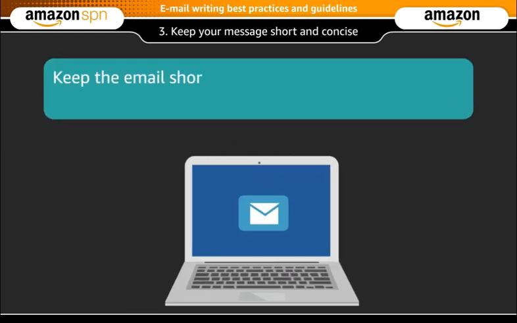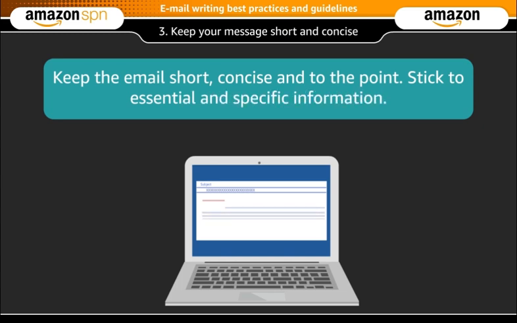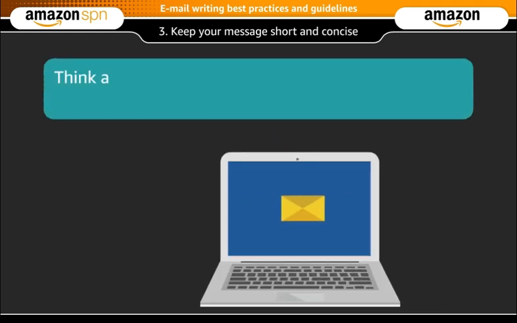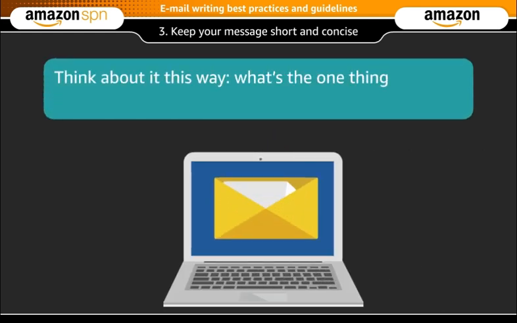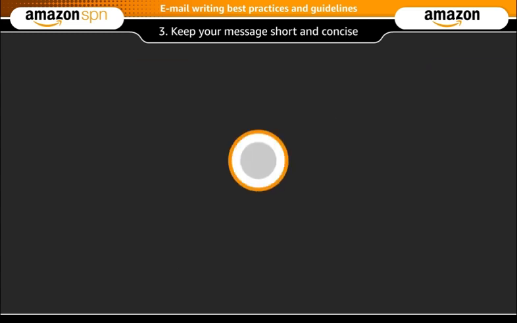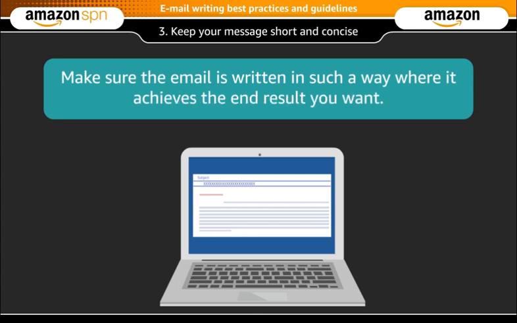Keep the email short, concise, and to the point. Stick to essential and specific information. Think about it this way. What's the one thing you want to achieve after the person sees your email? Make sure the email is written in such a way where it achieves the end result you want.